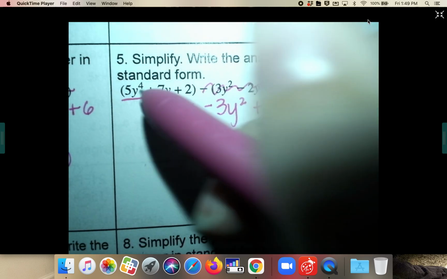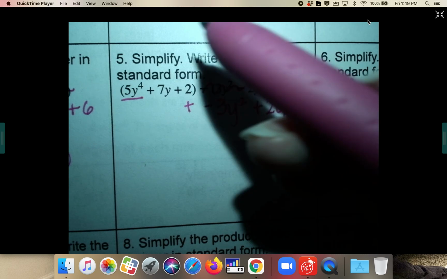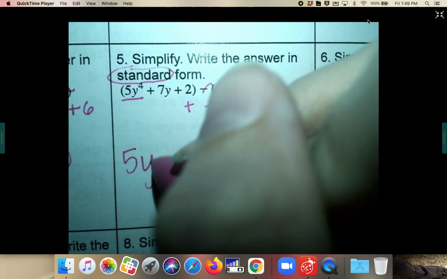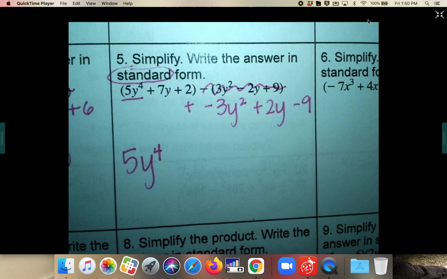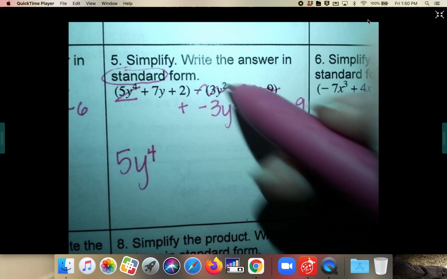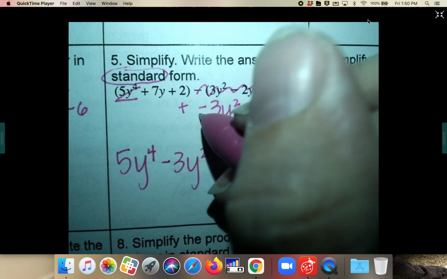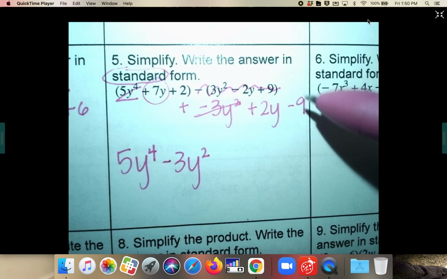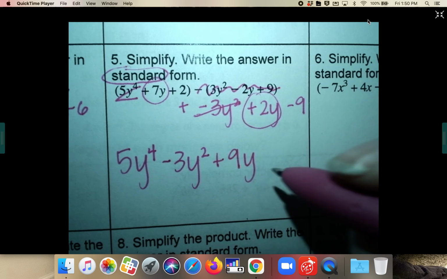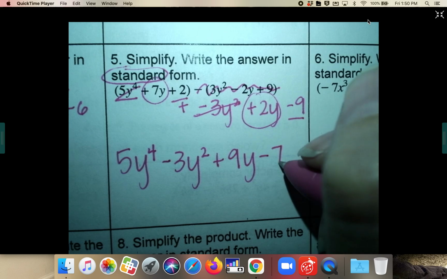So you've got a 5y to the 4th. I don't actually have any more 5y to the 4th, but it needs to be in standard form, so that is going to come first. 5y to the 4th has the largest exponent, so the highest priority, so we're going to write that first. I don't have any other things that are squared, so that's going to come next. So minus 3y squared. These are like terms. 7y plus 2y is positive 9y, and then plus 2 minus 9 is minus 7.